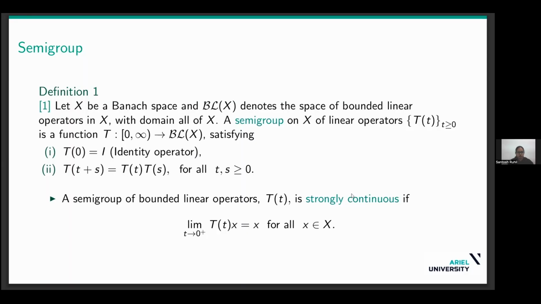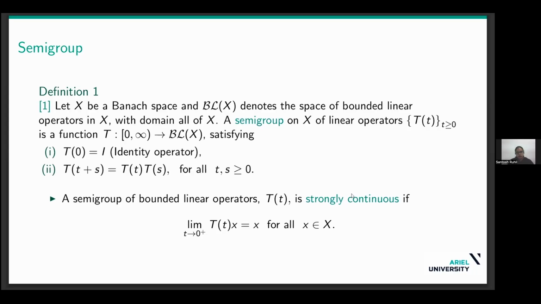So for that, what is a semigroup? Let X be a Banach space and B(L, X) denote the space of all bounded linear operators from the Banach space X to X. A semigroup on X of the linear operators T(t) is a function T from the positive real axis to B(L, X) that satisfies these two conditions. And the second one is called the semigroup property here.